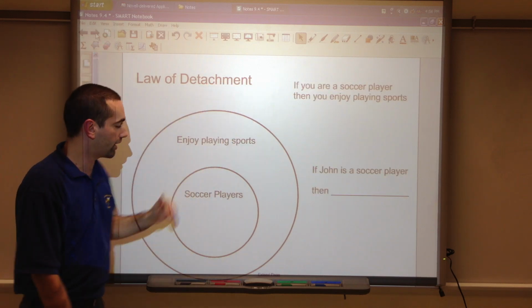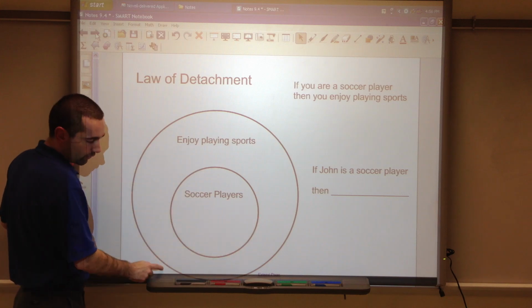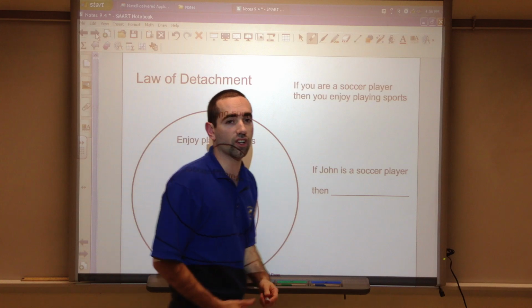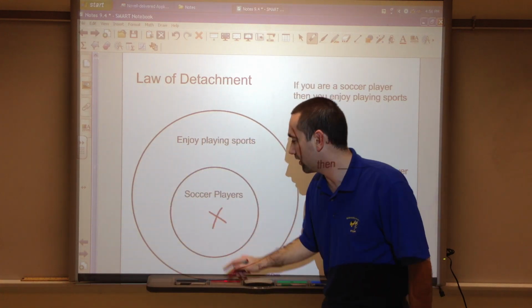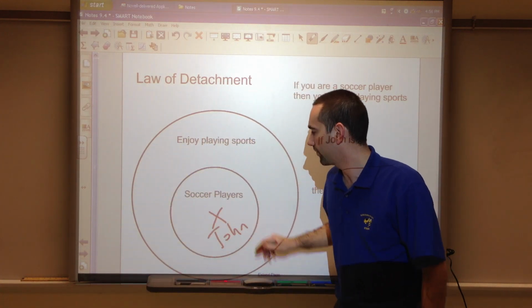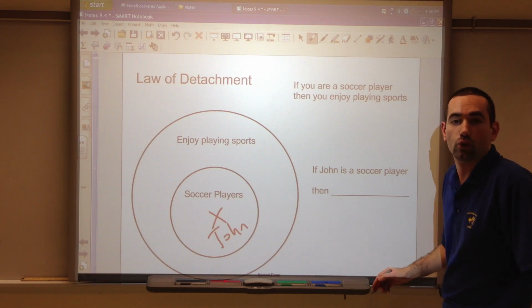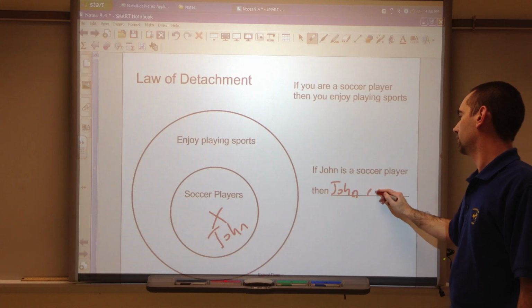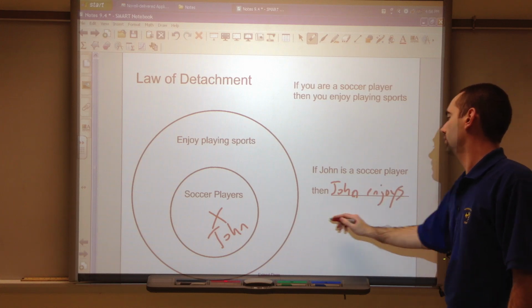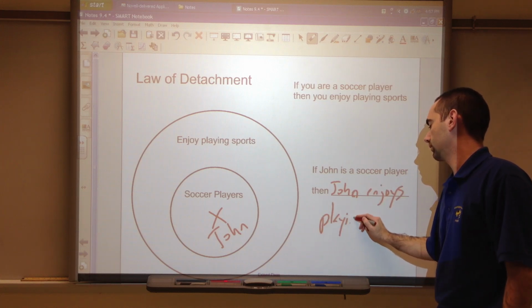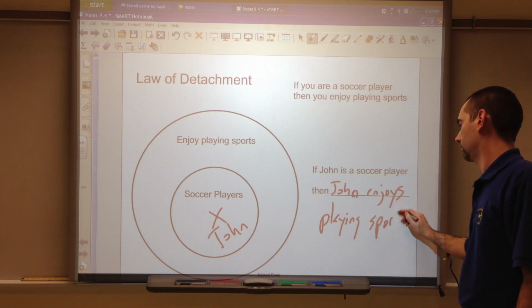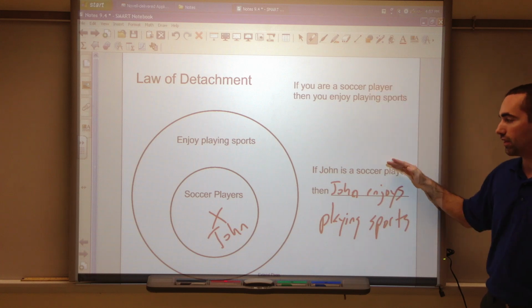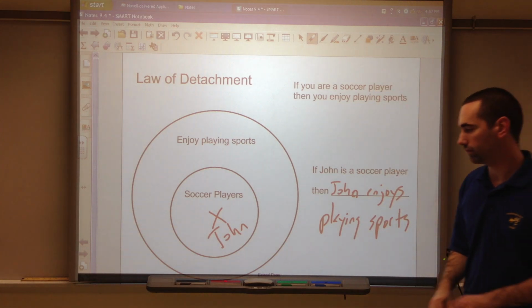If some condition is true, then this whole something is also true. If you're a soccer player, then you enjoy playing sports. Since John is a soccer player, that means he's here. Here's John. John enjoys playing sports. There we go. The generalized statement, P, Q.